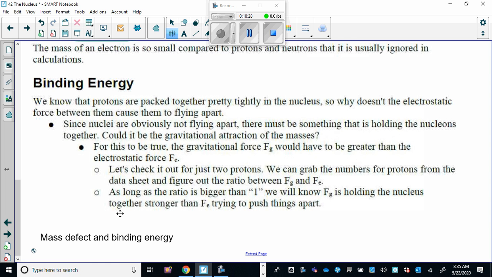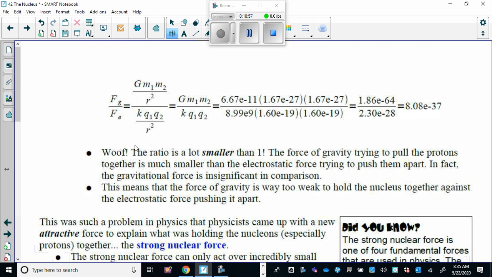Binding energy. This discusses how you've got protons and neutrons packed together in a nucleus. Protons, proton, proton, neutron, neutron, neutron, neutron. And the question is, these protons are all positively charged. Why does the electrostatic force not just rip them apart? How are they staying together? One explanation would be, well, the gravitational force is keeping them together. But if you look at the next page, you see a comparison between the gravitational force and the electrostatic force, and there is no comparison.